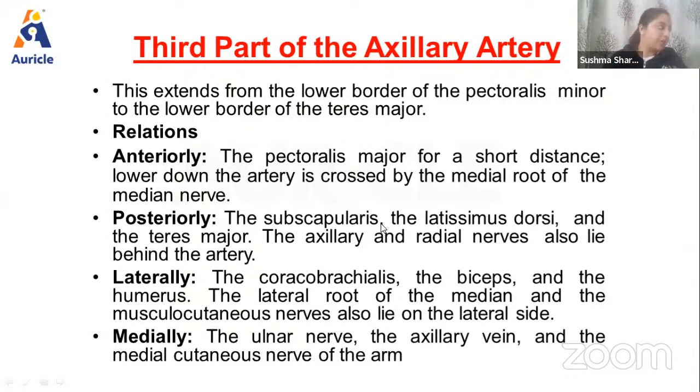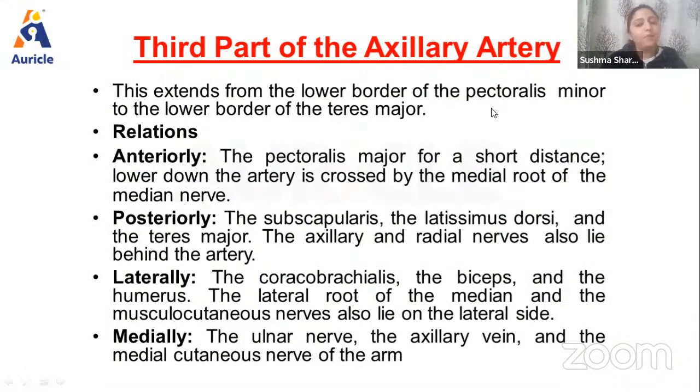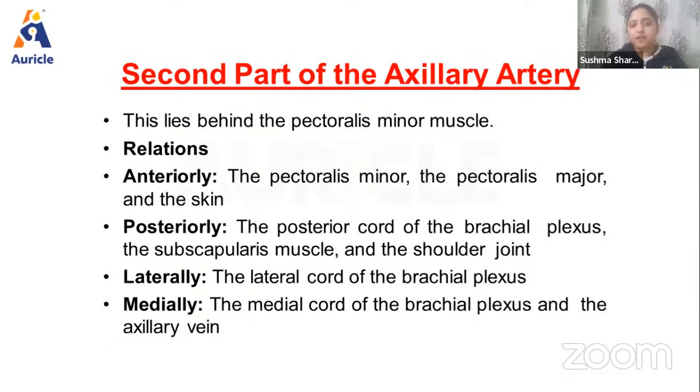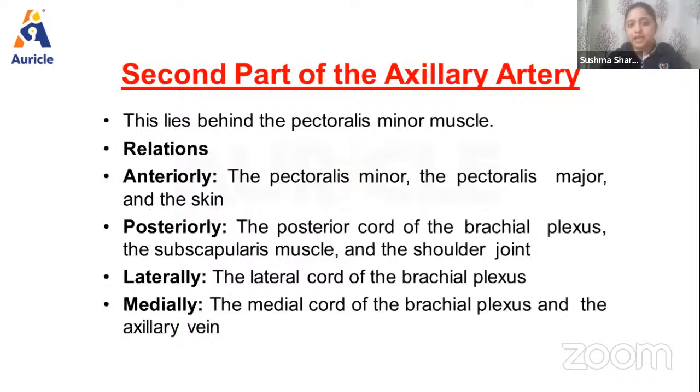So similarly, look over here also. Medially, you have the ulnar nerve, axillary vein, and the medial cutaneous nerve of arm. Okay, this is the third part of the axillary artery. So the axillary artery is divided by the pectoralis minor muscle. Now, the pectoralis minor muscle divides the axillary artery into three parts: above, behind, and below the pectoralis minor. The first part, these are the relations. Second, these are the relations.